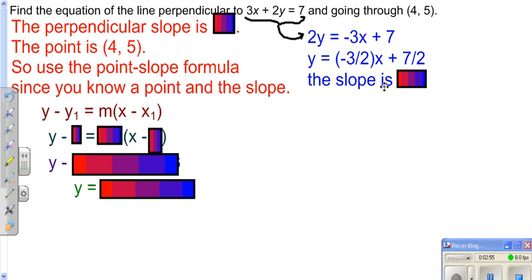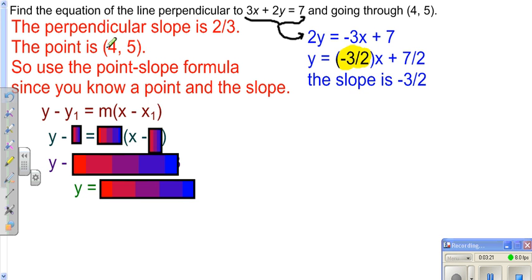So we get the slope of this line here to be -3/2. Well, that's our slope. But we're looking for the perpendicular slope, which is the opposite reciprocal. So you got to flip that upside down, change the sign in front, and so you get your slope to be a 2/3. Well, our point is this.